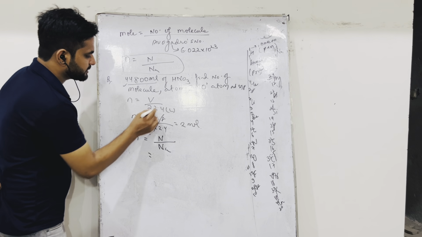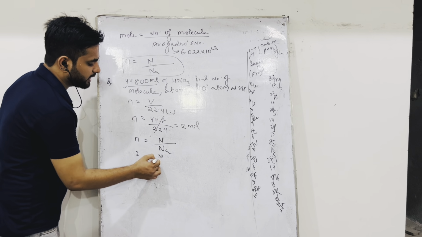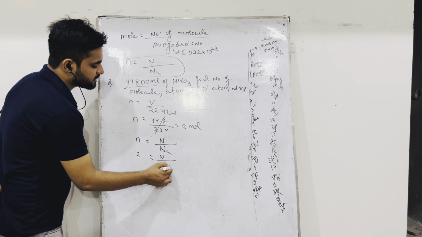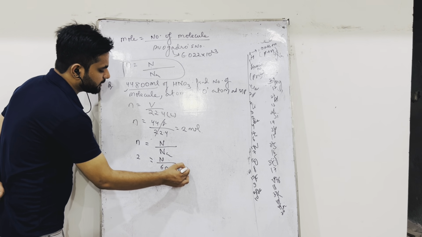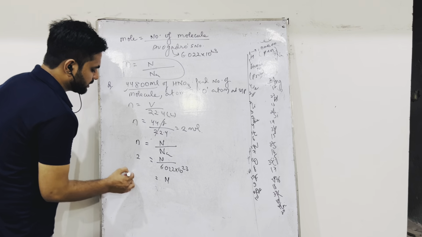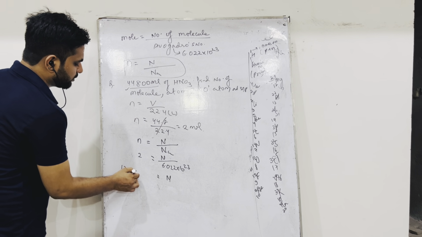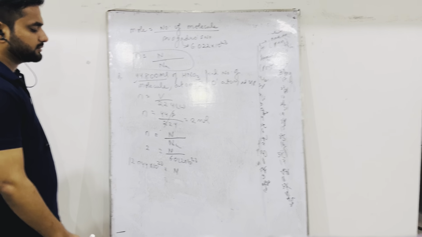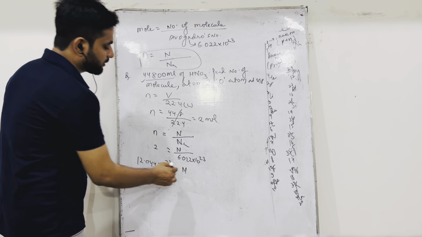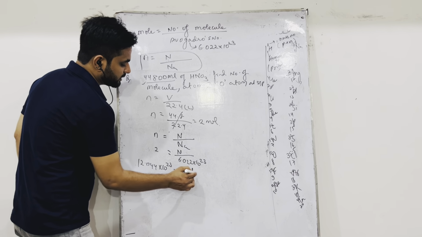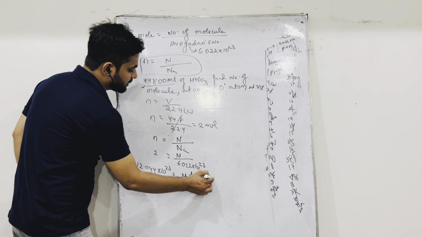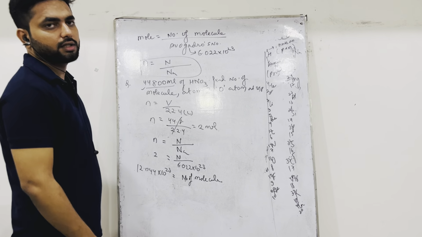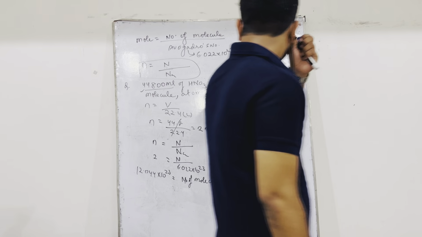Okay, this is mole, which is 2. N is number of molecule upon Avogadro's number, which is 6.022 into 10 to the power 23. That is 12.044 into 10 to the power 23. This one is the number of molecules.